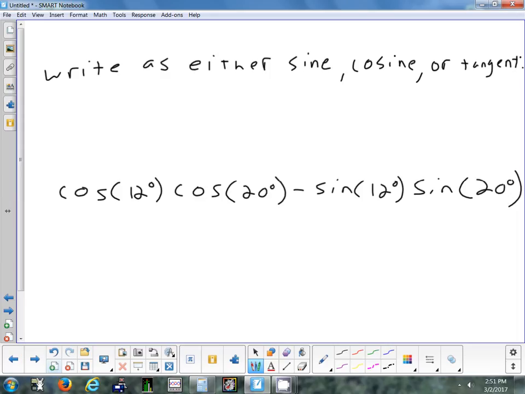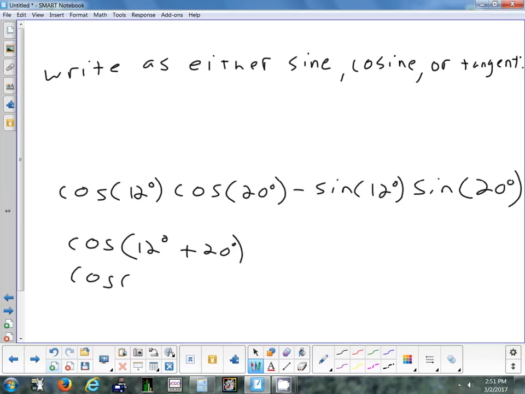Okay, so it's a cosine, cosine, sine, sine. That is a cosine identity. Yep. Is it a cosine sum or cosine difference? It is a cosine sum. Yes, when you have cosine, cosine, and then a minus, sine, sine, that is your cosine sum identity. What are the two things that you would sum together to get what I had there? Yeah, 12 and 20. It's just like working backwards.